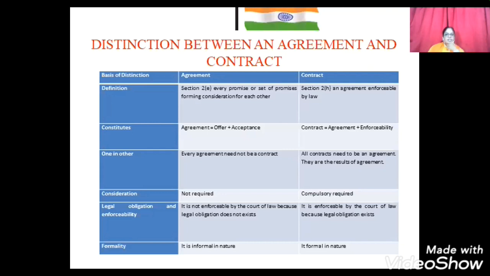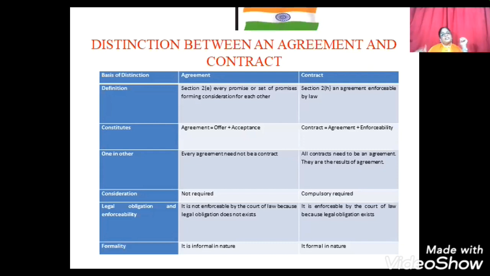Right, now here, the second point of distinction is the constitute. So agreement consists of offer and acceptance. I told you what is an offer, what is an acceptance. We have one chapter for this: what is offer, what is acceptance, what is consideration. So when that comes, I will tell you in simple terms.